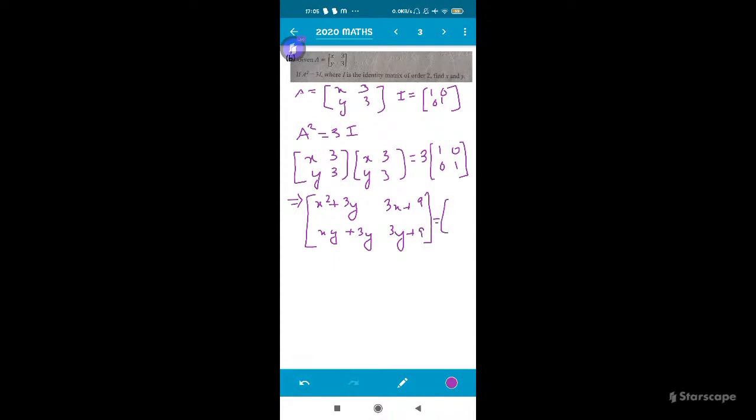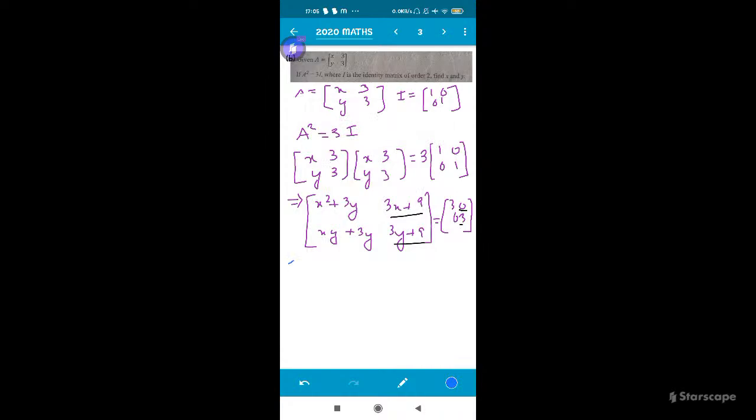This is equal to, now if we multiply 3 with the identity matrix, we will have 3, 0, 0, 3. Now we know that whenever two matrices are equal, their corresponding elements will also be equal. So we can use these two elements, isn't it? Because it just has x and y in it, and we can compare it with 0 and 3, the corresponding elements of the right hand side.